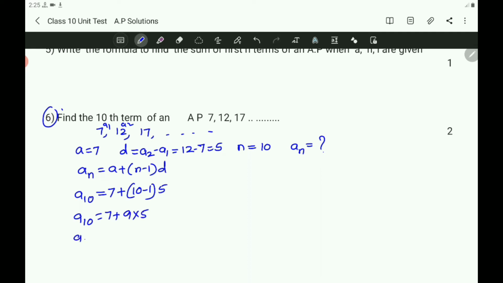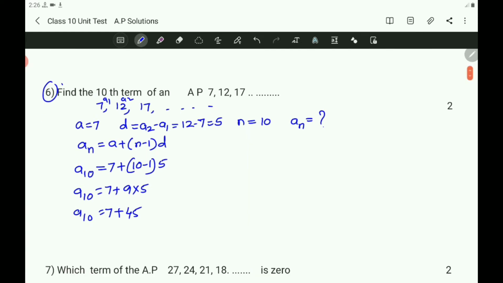That is A10 equals 7 plus, what is the product of 9 and 5? 9 fives are 45. Then A10 equals the sum of 45 and 7, which is 52. Therefore, what is the 10th term? The 10th term of the AP 7, 12, 17 is 52.